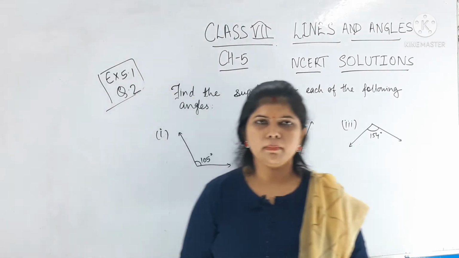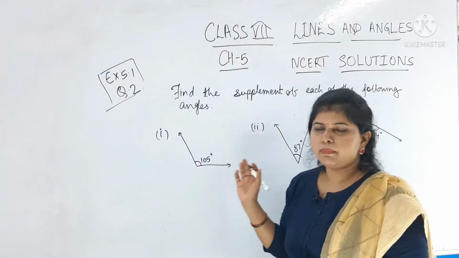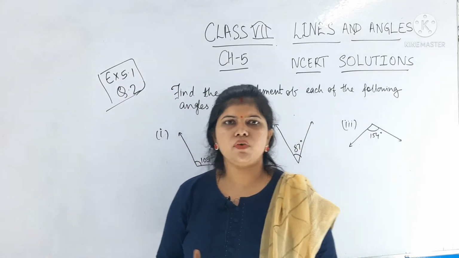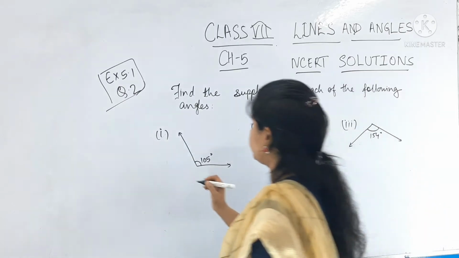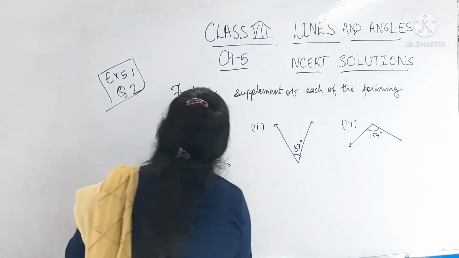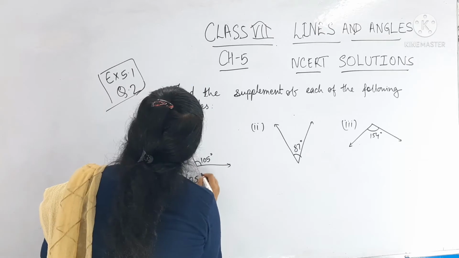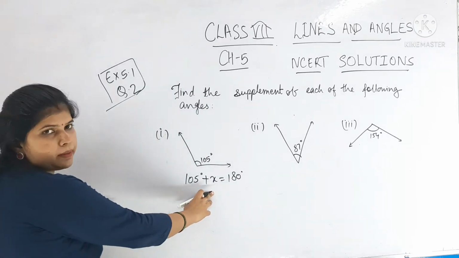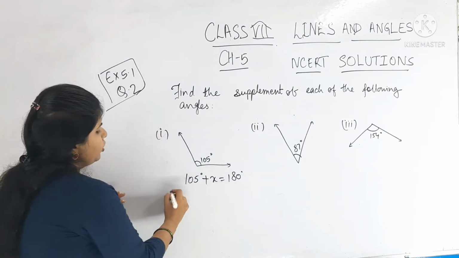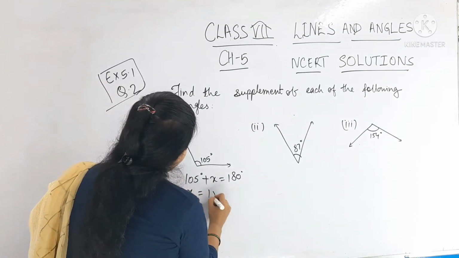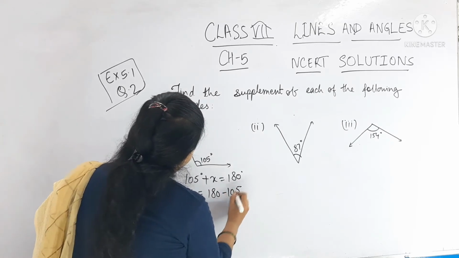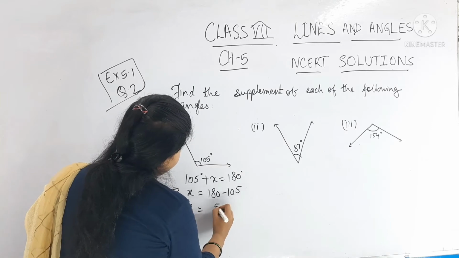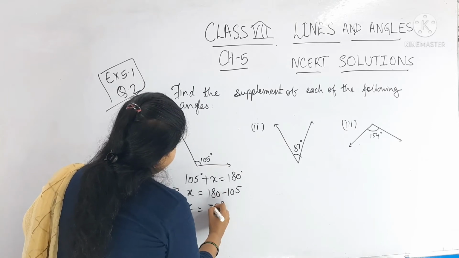Next is question number 2. Here you have to find the supplement. Supplementary means 180 degrees. So here 105 degrees plus x equal to 180 degrees. Let the supplement be x degrees. So x equal to 180 minus 105. So what will I get here? x equal to 10 minus 5 is 5, and 75 degrees.